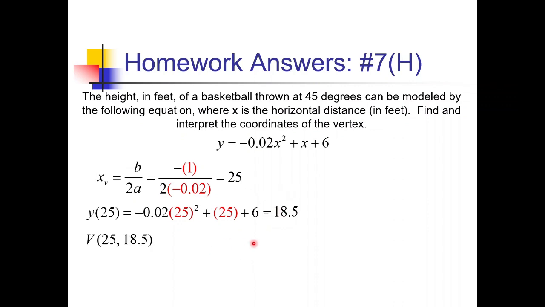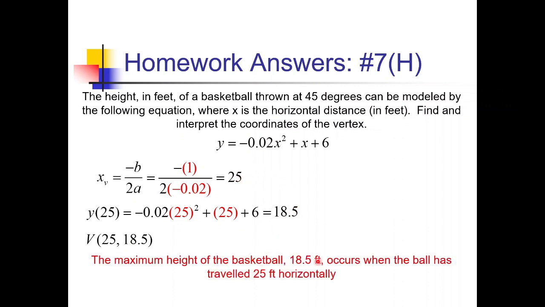Groovy. So what does that actually mean? Well, what this means is that the basketball is achieving a maximum height of 18.5 feet, and that happens when it has gone a distance of 25 feet. So maximum height 18.5 occurs when the ball has traveled 25 feet horizontally. Boom.